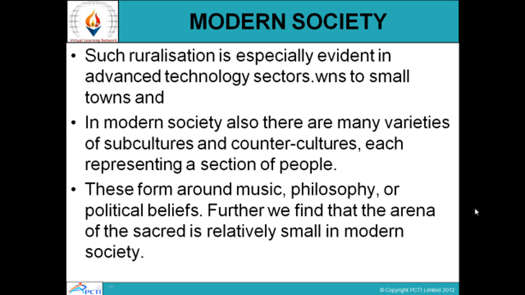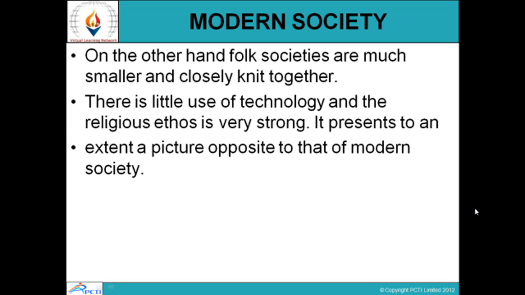Such ruralization is especially evident in advanced technology sectors. In modern society there are also many varieties of subcultures and countercultures, each representing a section of people. These form around music, philosophy or political beliefs. Further, we find that the arena of the sacred is relatively small in modern societies.